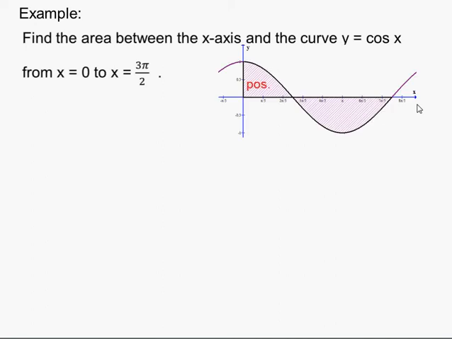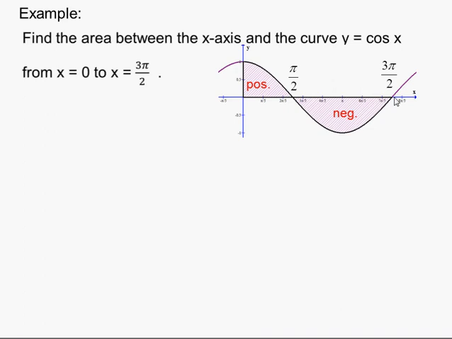And you can see here you've got a positive area and a negative area. Okay, just checking on my region. x equals 0 is there, x equals 3 pi over 2 is there. And where does this 0 here, what's that? That's pi over 2. Okay, this is stuff you know, alright? 0 degrees, 90 degrees, 180 degrees, 270 degrees. Right, you know that cos is 0 at 90 and 270.